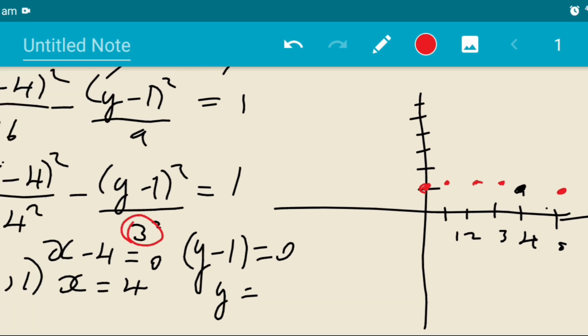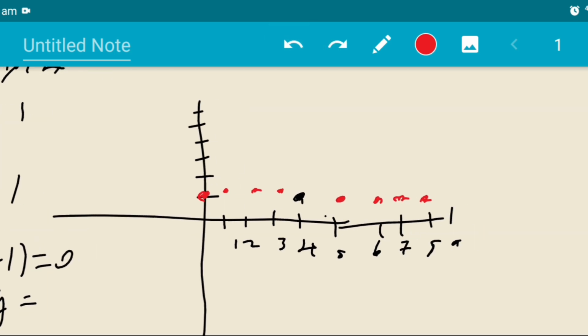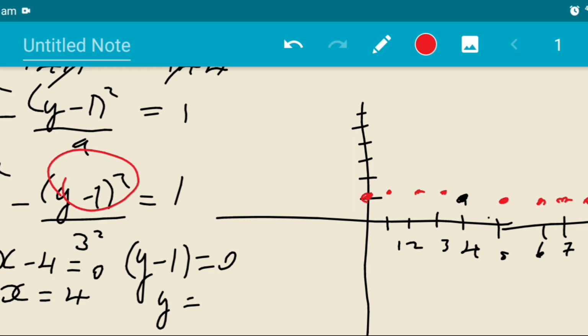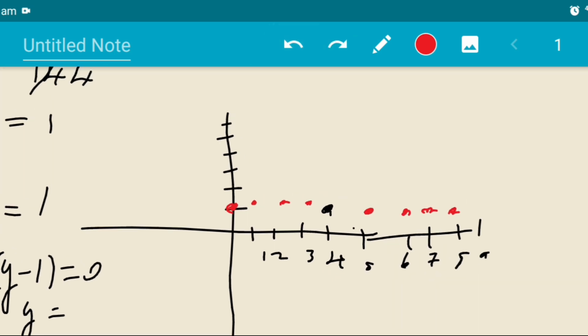Our b here is 3. So we're going to move 3 units up and 3 units down. Now, why are we going up and down? It's because we've got our y there. So that would be 1, 2, 3. So this is 1, this is 2, this is 3, this is 4. And then 1, 2, 3: this is -1, this is -2, then this is -3. So it's going to stop somewhere at -2.